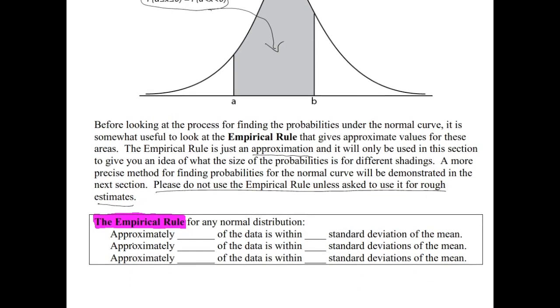So the empirical rule tells us that for any normal distribution, approximately 68% of the data will fall within one standard deviation, approximately 95% of the data will fall within two standard deviations, and approximately 99.7% of the data is within 3 standard deviations.